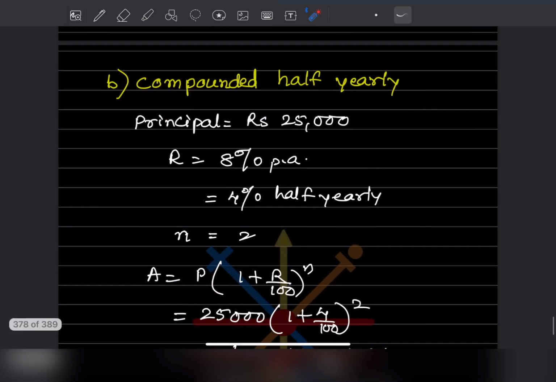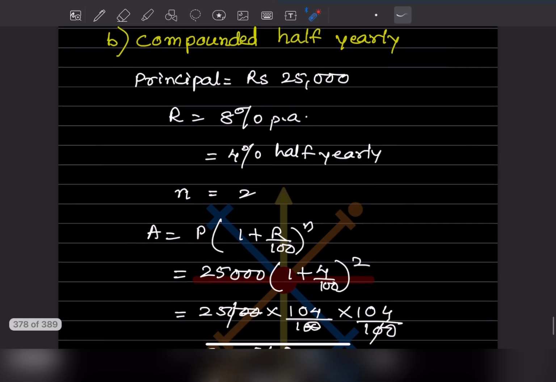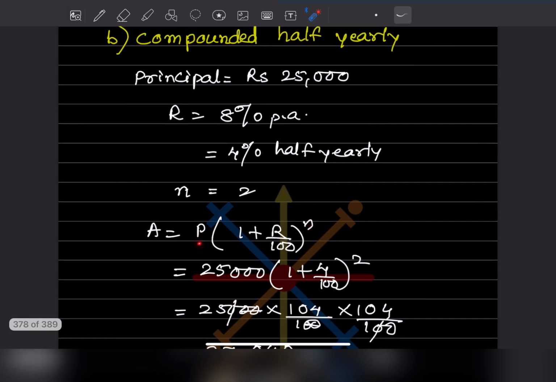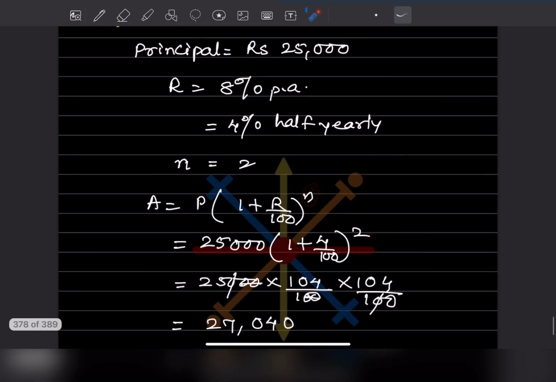Here we write N as 1. But half yearly means in 1 year there will be 6 months and 6 months, so there will be 2 periods. So you are going to multiply by 2. So N is going to be 2. Here you divide the rate by 2, and here you multiply the time by 2. So now A is P into 1 plus R by 100 raised to N. So this will be P is 25,000, 1 plus 4 by 100, and N is 2.